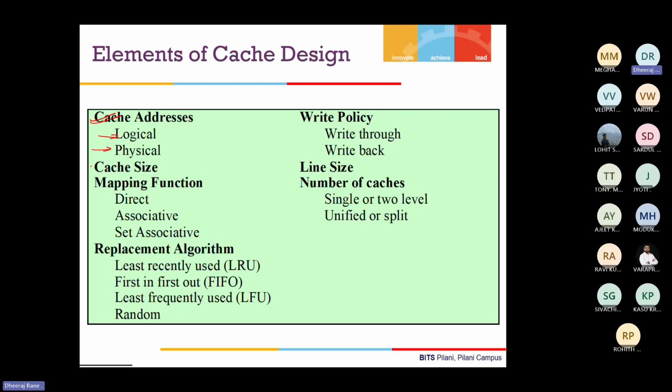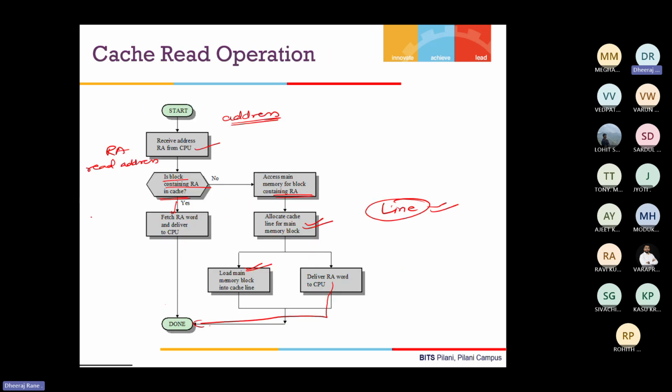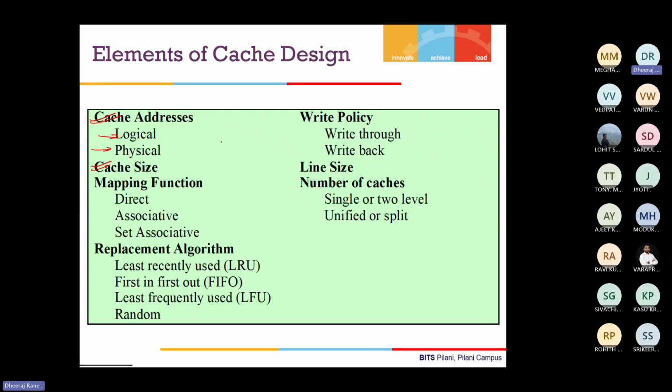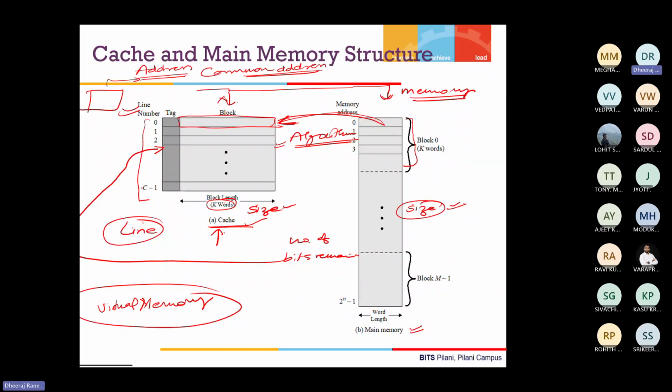So we will see the difference between logical address and physical address. Then we will talk about the cache size, what exactly the size of cache is and how it is being divided into blocks. So there is cache, and you can see that it is divided into line numbers, and a few blocks are there. Okay. Mapping function.